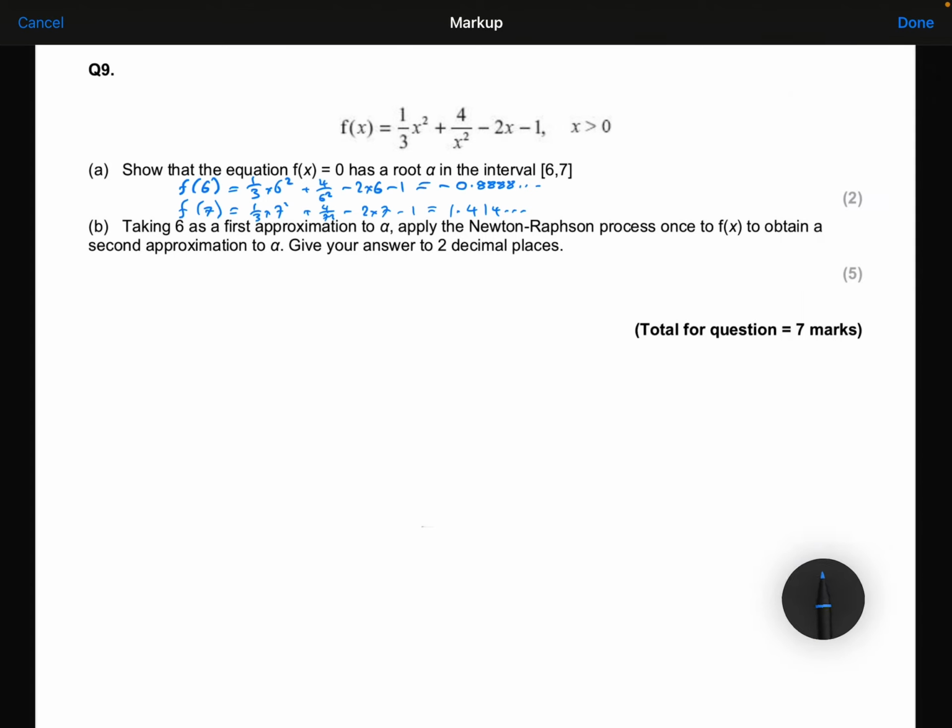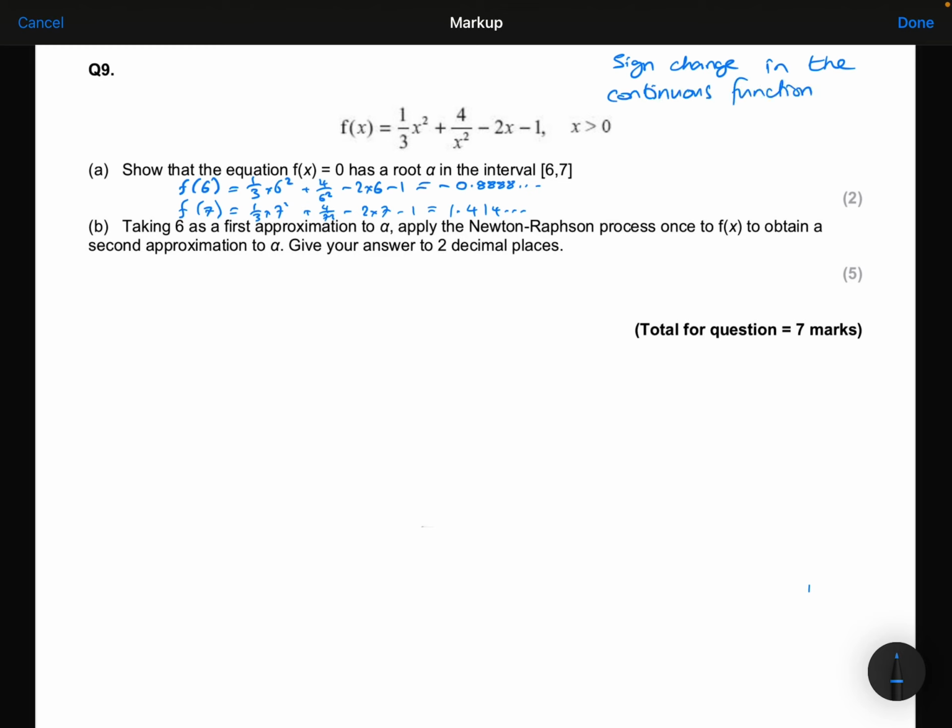So I can now write the usual sentence: sign change in the continuous function, so there must be a root in the interval between 6 and 7.